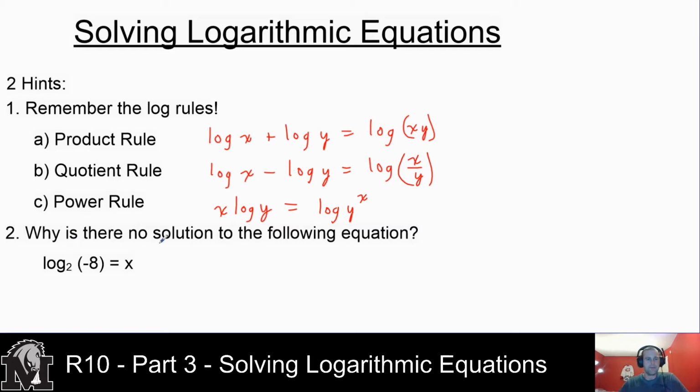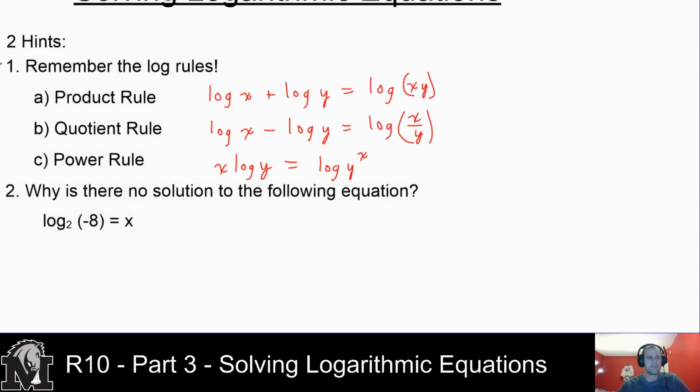Hint number two really comes down to our final solutions. So if I try to solve this here, the first thing I would do is move the base of the logarithm to the other side. So negative 8, rather, is equal to 2 to the power x.